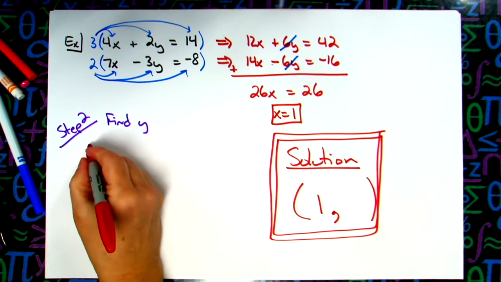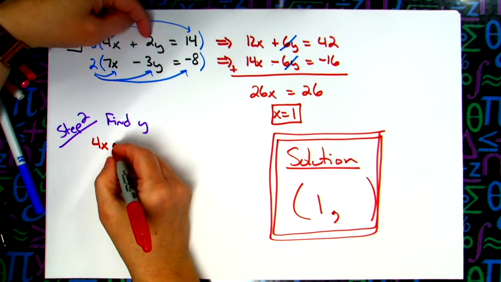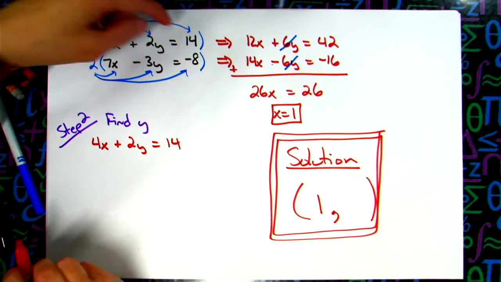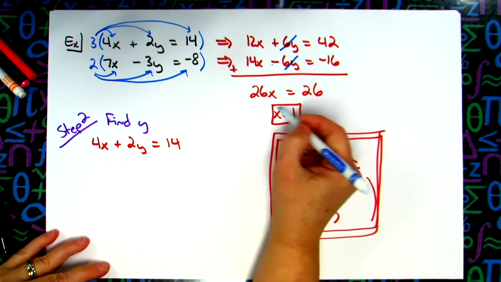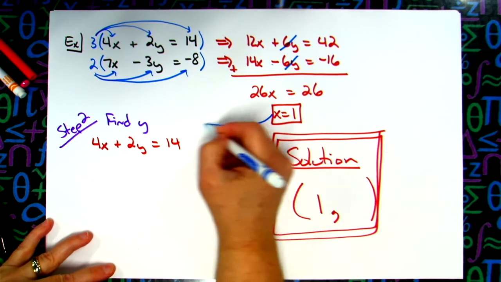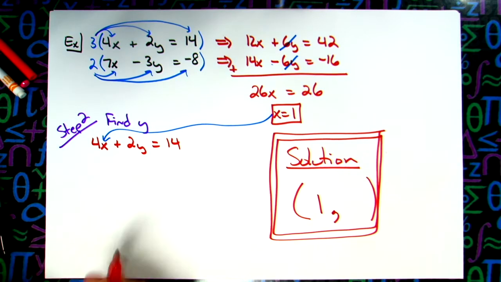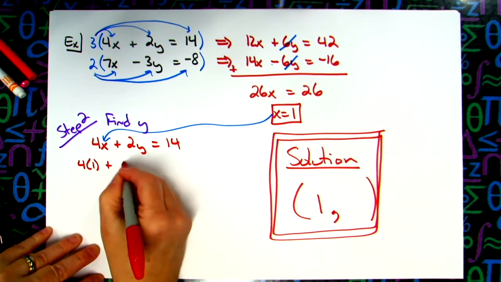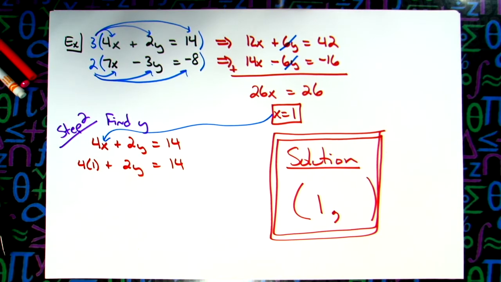So I'm going to write down the original top equation, 4x plus 2y is equal to 14. I know what x is, because I just found it over here, so I'm going to put it in for that x value. It's 1, so that's really nice. 4 times 1 is just going to be 4.